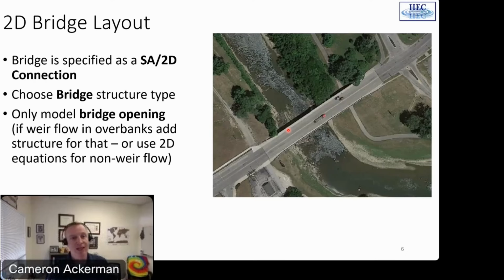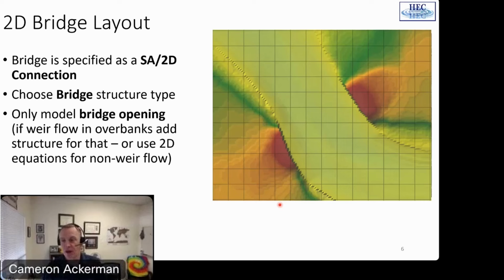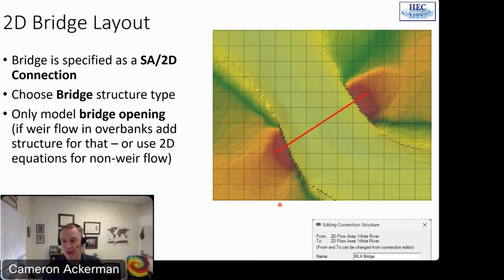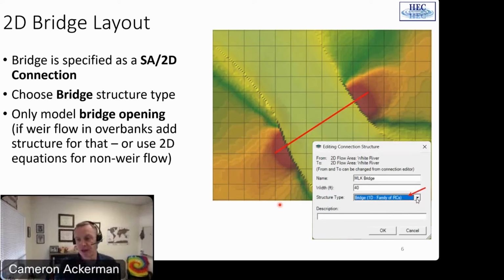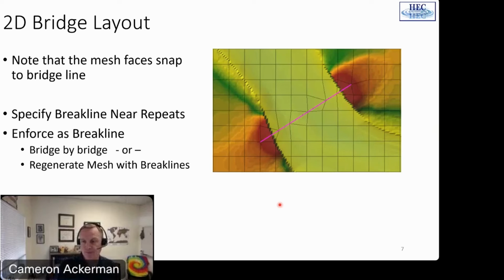So how do we lay this out in RAS? In RAS, a bridge is represented as an SA/2D connection. Once we have our mesh developed, we would go in and identify the location where we wanted to place a bridge, strike our 2D connection line, and then in the editor in RAS Mapper, we can provide a name and then identify the structure type.